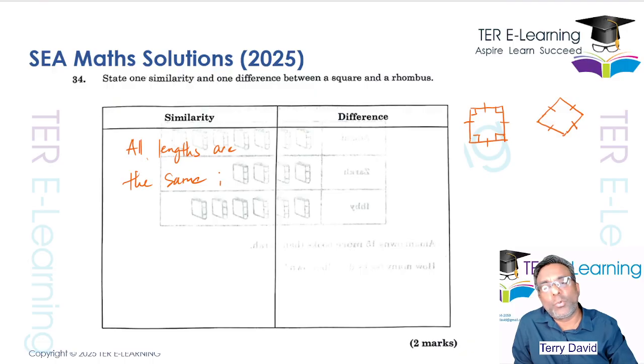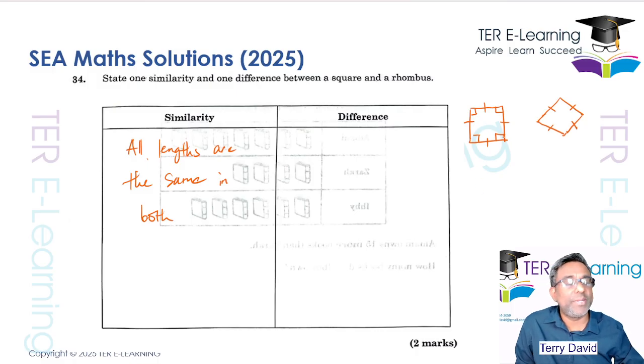Same in both. Now when we talk about angles inside, what we know is that the opposite angles in a rhombus are identical. Opposite angles are identical. Now the opposite angles in a square are identical, but they are actually always going to be 90. In the case of the rhombus, it may not be 90.